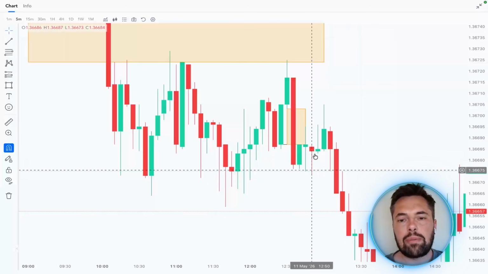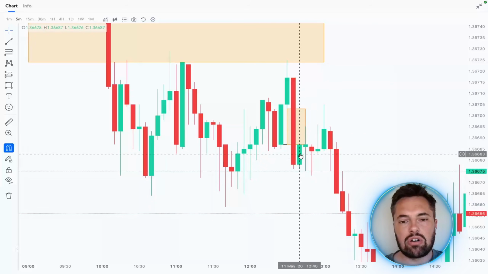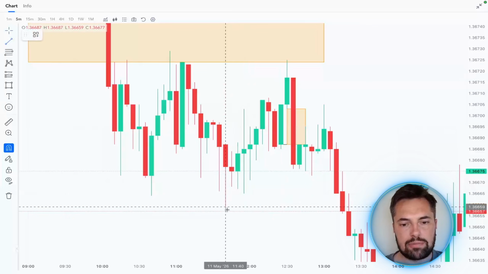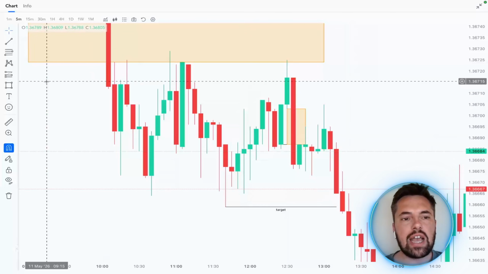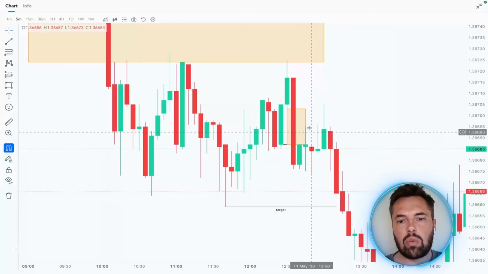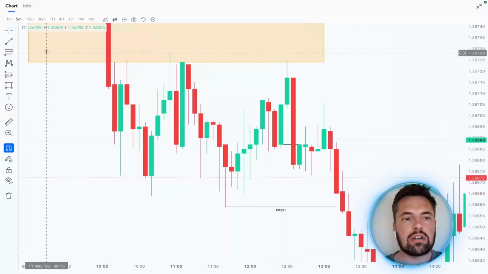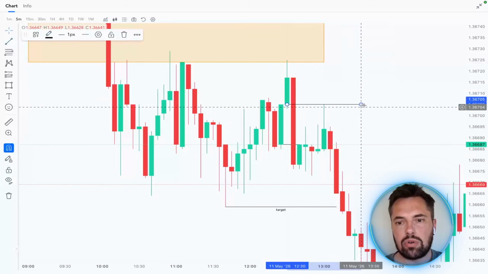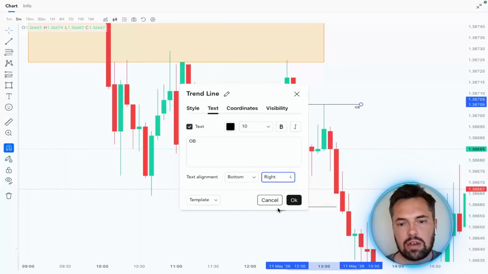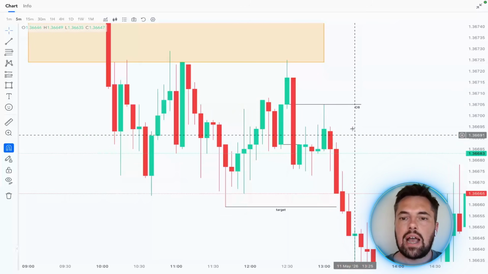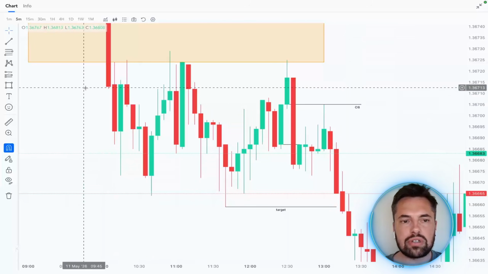Now, if we're being honest, if I entered here, the R&R would be rubbish, because this is what I'm aiming for here. This is my target, right? So if I entered here, you're only getting like a 1-to-1. So in this particular instance, we just trade the order block. For those who don't know what that is, have a look back through my other videos and you'll be able to see. And price taps and pushes down.